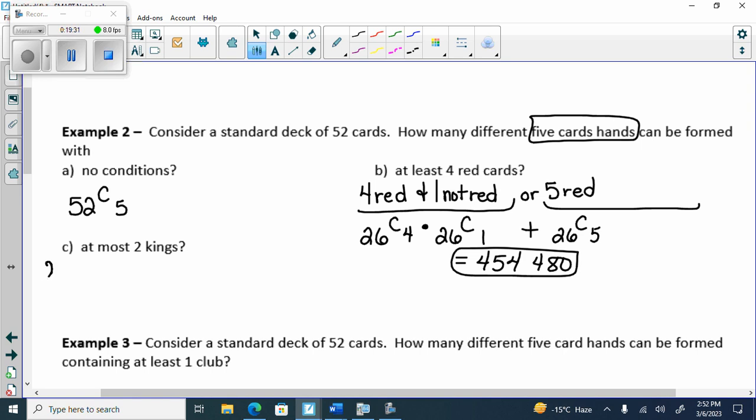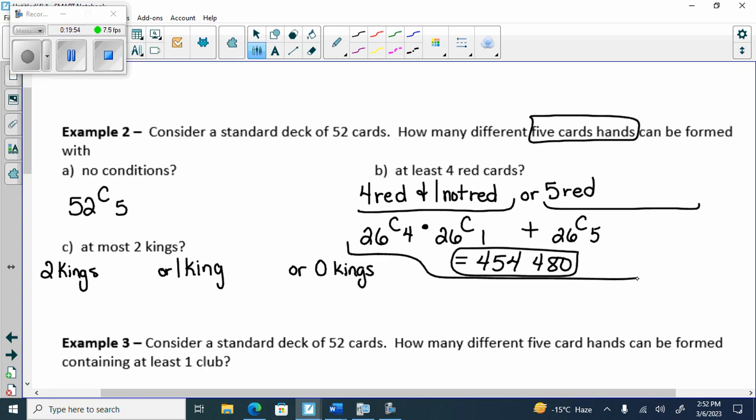So I could do 2 kings or 1 king. And then people often forget this last case. 2 kings or less also includes what? No kings, or 0 kings. What am I missing? Each case has to have how many cards in it? 5. This one doesn't even have any. Just 0 kings in it.